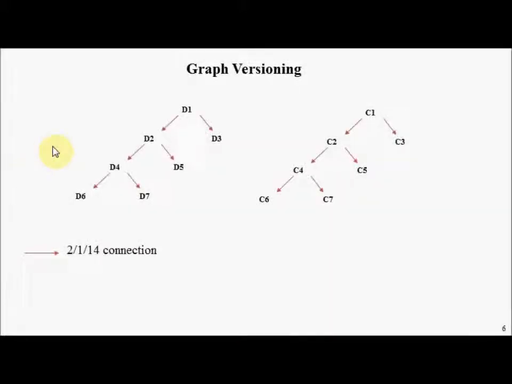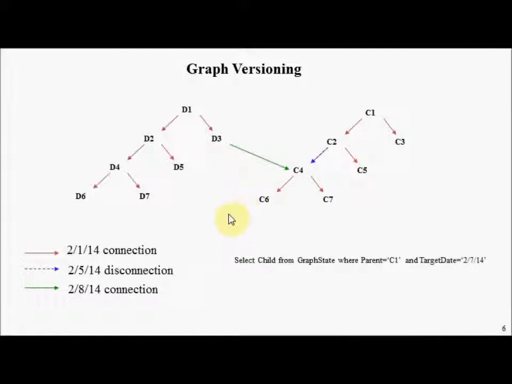So let's look at TCSQL's ability to historically maintain transitive closure over time. So imagine we have two graphs here and we created them on February 1st. And imagine that on February 5th, we disconnected C2 from C4, and imagine that on February 8th, we connected D3 to C4. And now let's say you want to ask a question of what the graph looked like on February 7th. Well, TCSQL provides the ability, in this case we're looking at a view definition, to ask such questions.